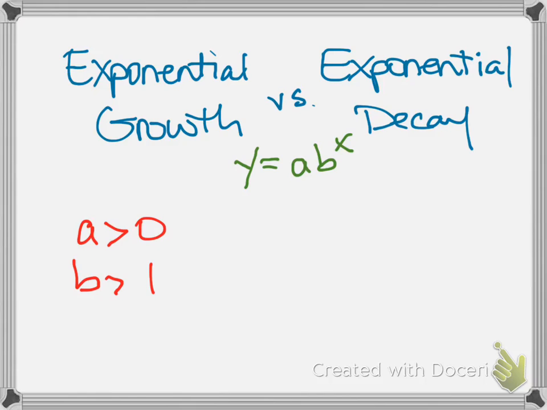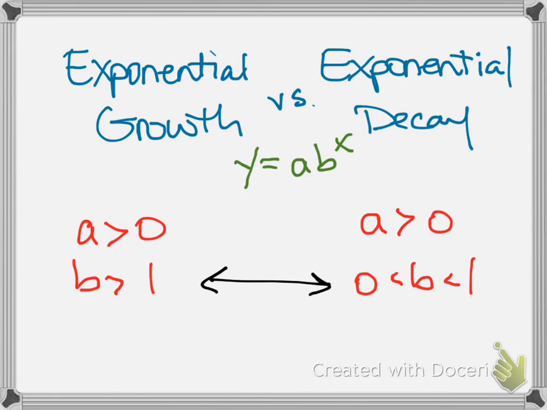If you have exponential decay, you have, again, an a value that's greater than 0. That hasn't changed. But what has changed is that your b value is going to be between 0 and 1. So this is the defining characteristic, whether b is greater than 1 or whether it is between 0 and 1. And that determines whether you are looking at a situation that models exponential growth or exponential decay.